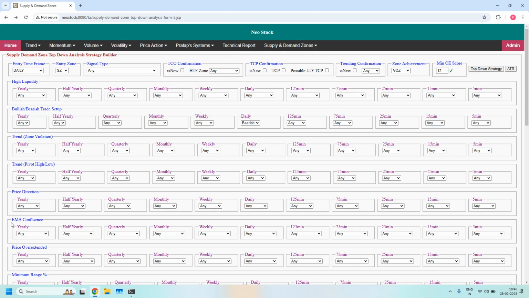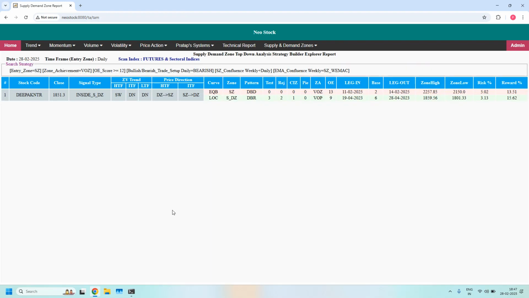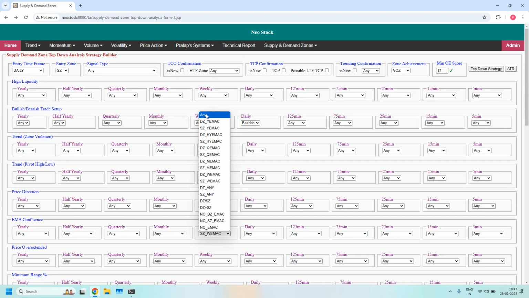Let's verify. EMA confluence at weekly time frame. I am setting the filter. Weekly supply zone having weekly EMA confluence or not. We got 1 stock. So this supply zone is having even more probability to get success. Okay, next let us look into LTF, ITF, HTF supply zone confluence. I am removing EMA filter.